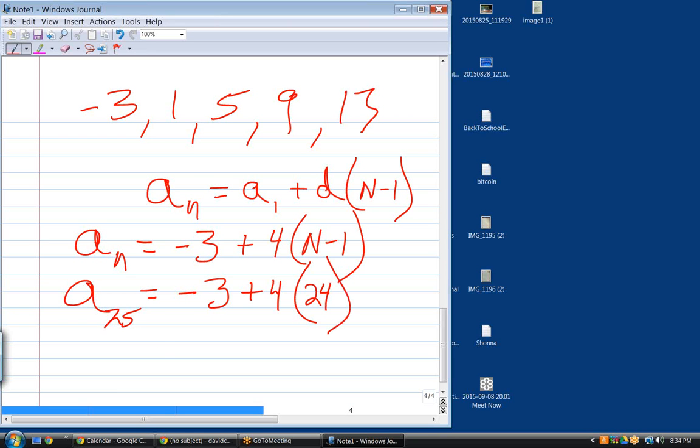26 minus 3 is 93. So 93 is the 25th term. And we could prove it by just keep going here. You know, keep adding 4 20 more times, and we'll be at 93. But the reason we have these formulas is so we don't have to do it the long way. In other words, this allows you to figure out what the 260th term would be also.